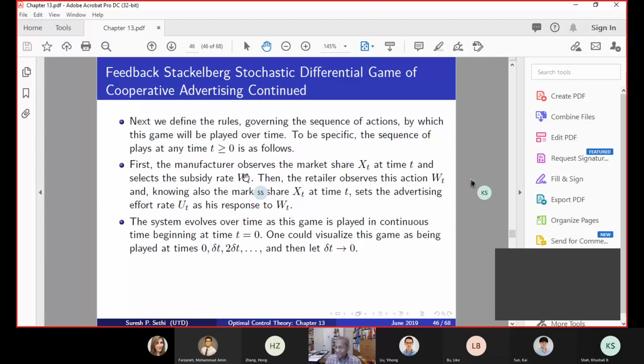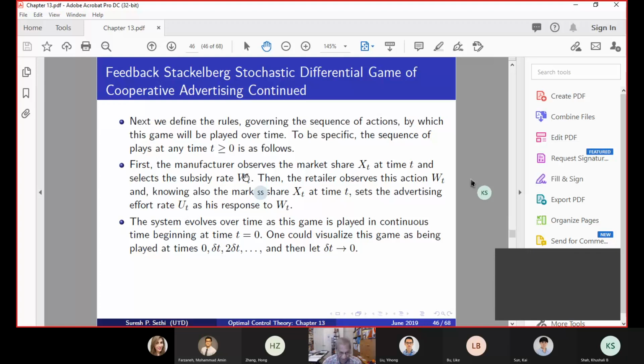So there is a certain discipline here that has to be understood clearly, that the retailer cannot observe, even though he knows, he only reacts to the current W_t. And if he reacts to the entire function, then the problem is very difficult to solve. And it's not time consistent either. That's closed loop, by the way. So we are doing feedback, not closed loop. And we are not doing open loop.